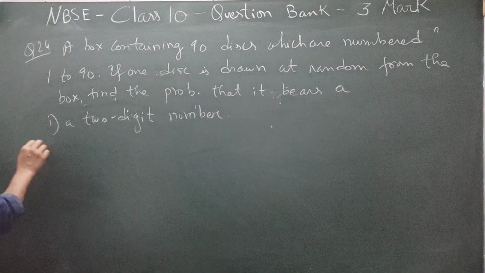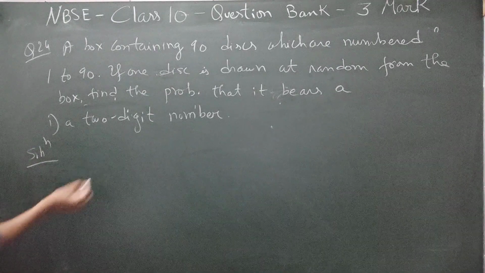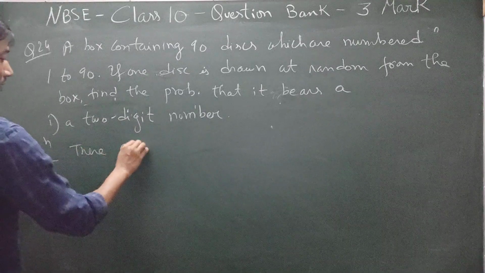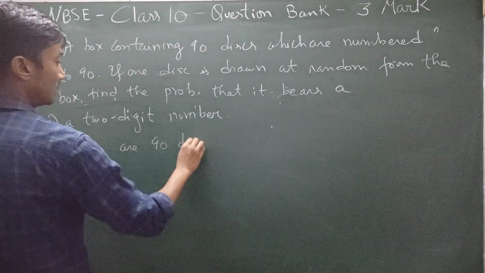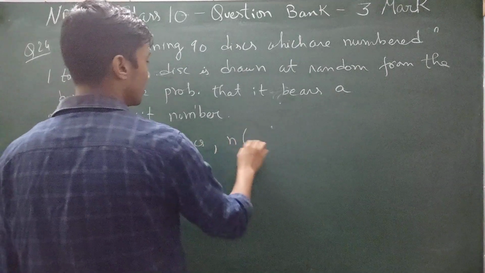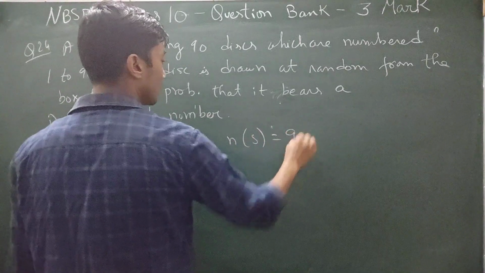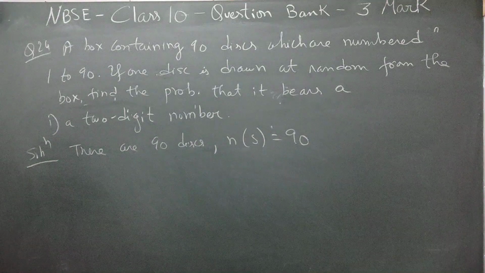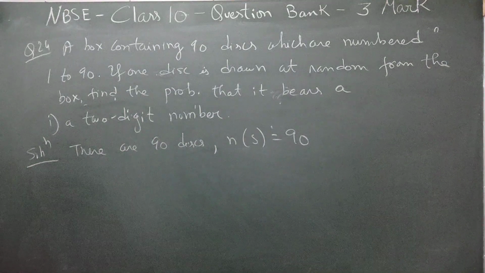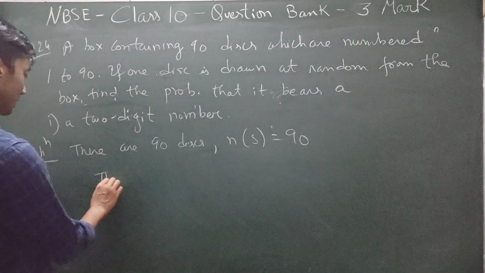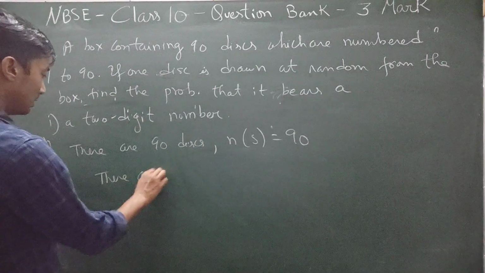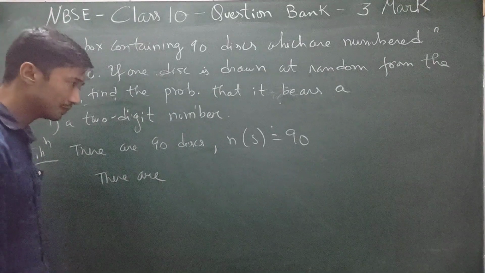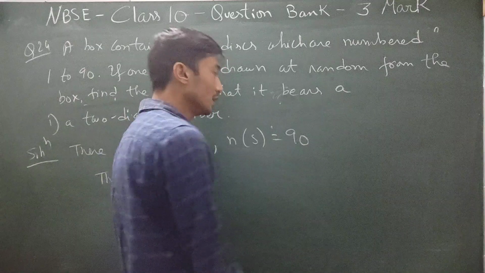So solution, the first one. Now, the second one I'll give you the question later. So how many numbers are there? There are 90 discs. So therefore the total number of outcomes is 90. So for the first one, there are 2-digit numbers. So how many 2-digit numbers are there? You can just use your common sense.